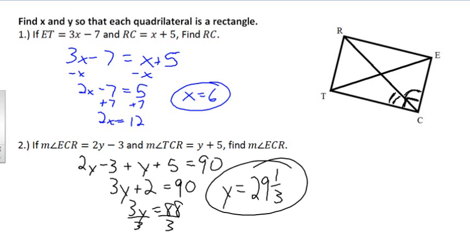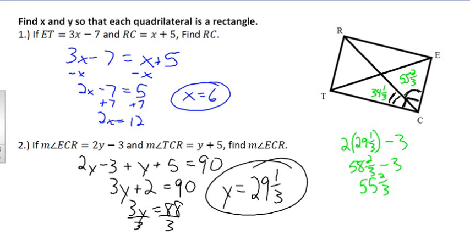Again, you can plug that back in if you wanted to. 29 1/3 plus the 5 would make angle TCR 34 1/3. And 2y minus 3, 2 times 29 1/3 would be 58 2/3. And then when I subtract the 3, I get 55 2/3 degrees. To make sure we're right, when you add 34 1/3 and 55 2/3, you do get 90 degrees.